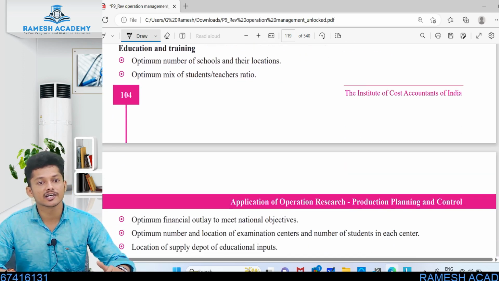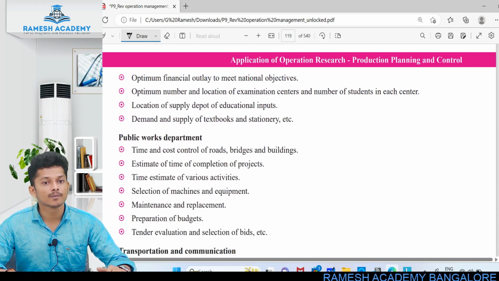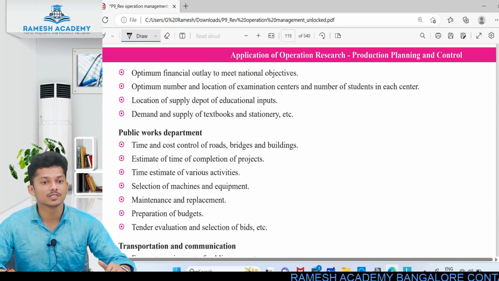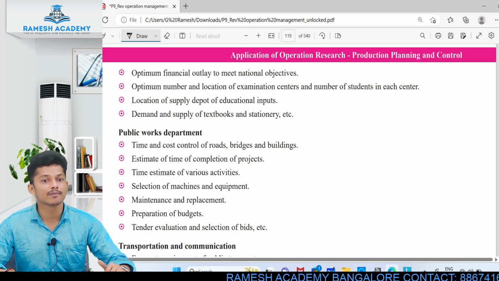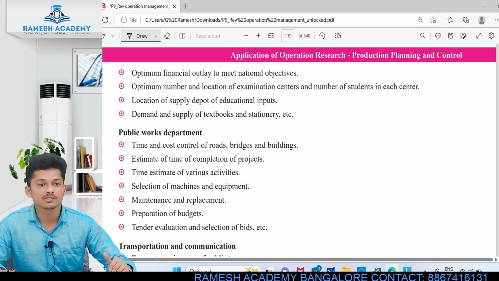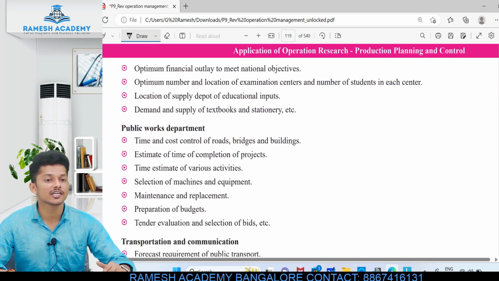Next, education and training. Optimum number of schools and their locations, optimum mix of student-teacher ratio, then optimum financial outlay to meet national objectives, and optimum number and location of examination centers, and then supply of textbooks and stationery, which comes under student education and training.